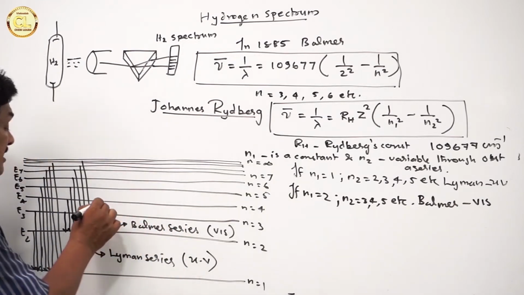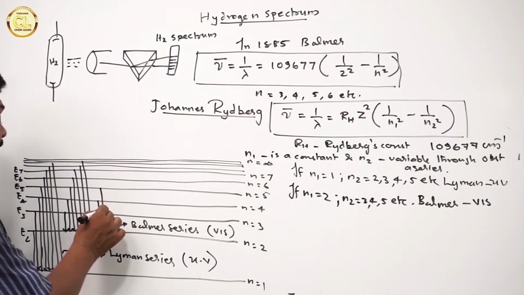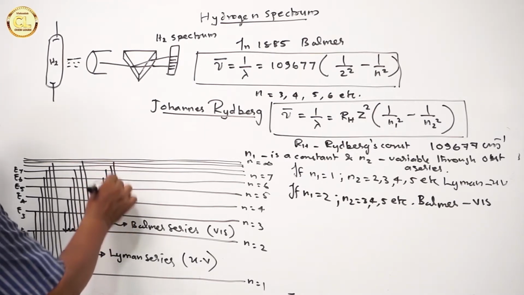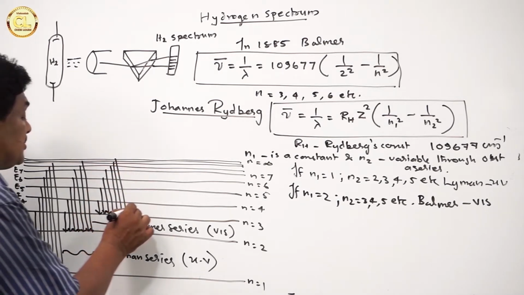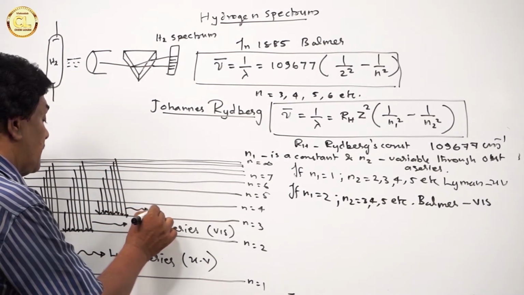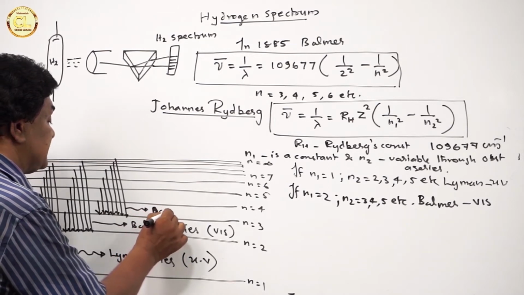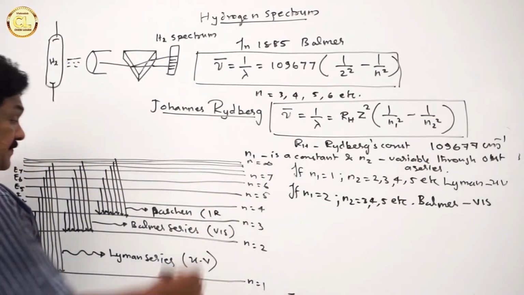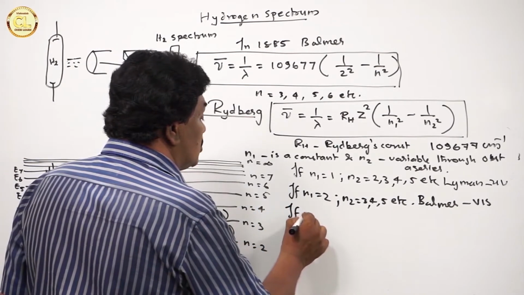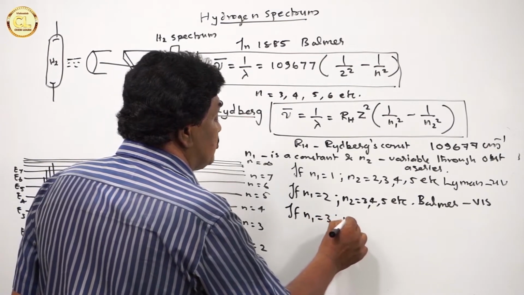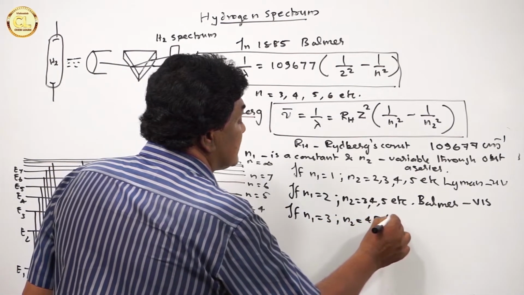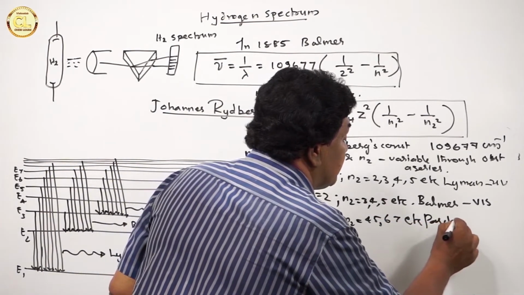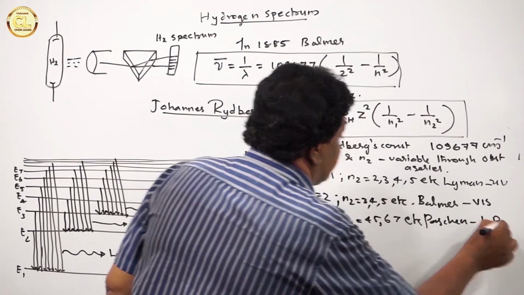If de-excitation takes place from fourth to third level, fifth to third level, sixth to third level and so on, then a series of lines is produced and it is called Paschen series. It falls in IR region. If N1 equals 3, N2 equals 4, 5, 6, 7, etc., that series is called Paschen series. It falls in IR region.